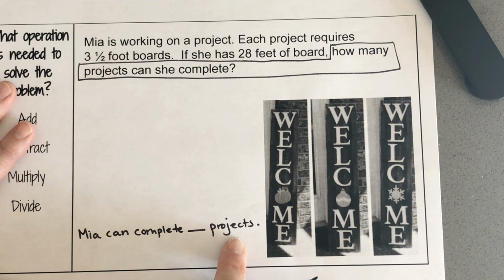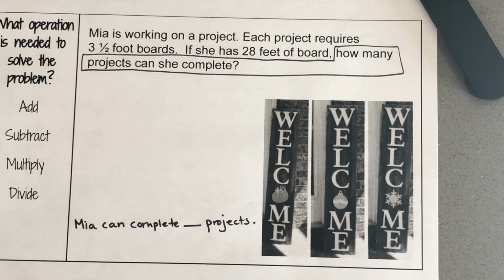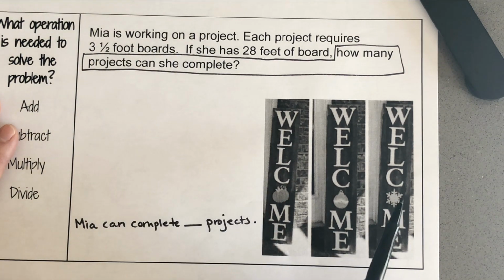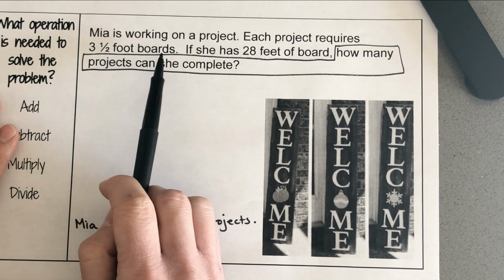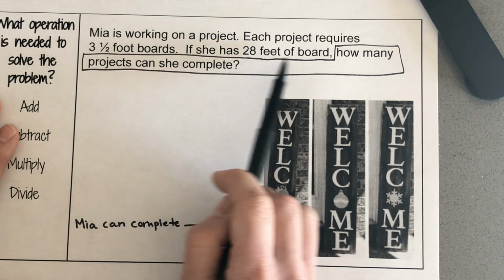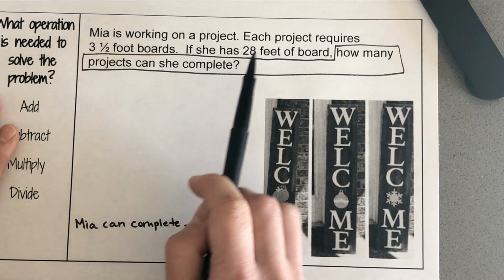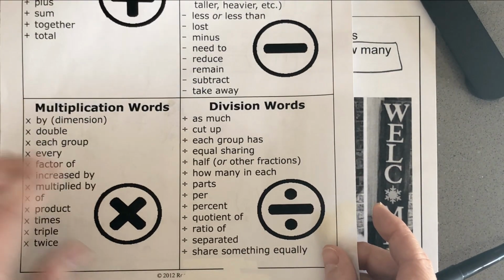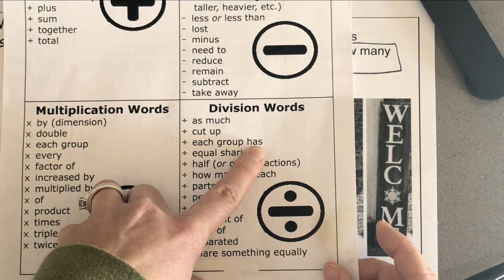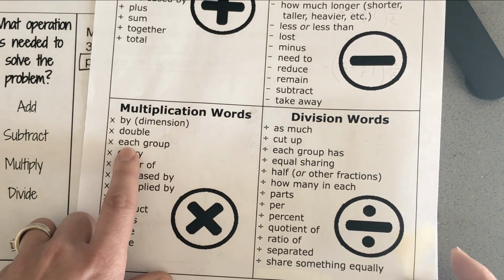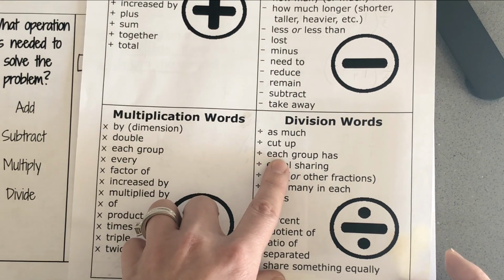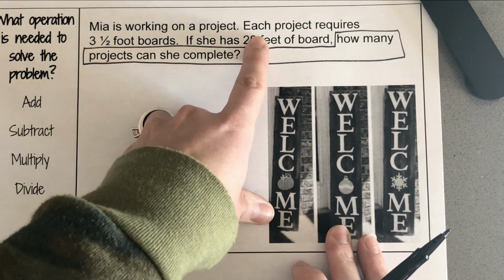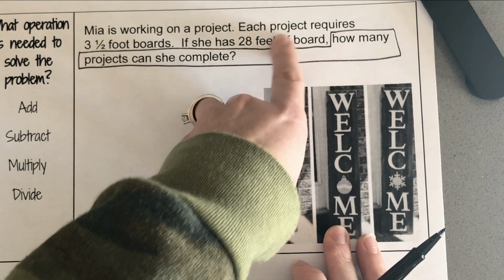Let's go line by line and look for some keywords or phrases that are going to tell me what I need to do. Mia is working on a project. Awesome, Mia. Nothing there that I'm going to circle. Each project requires 3.5-foot boards. If she has 28 feet of board, how many projects can she make? Each project requires. I'm going to go back to our keywords that we wrote down from the other day. Each group has. You also have each over here in multiplication, each group. But here we already know each group has to have 3.5-foot boards. So each project requires is your key operation phrase.